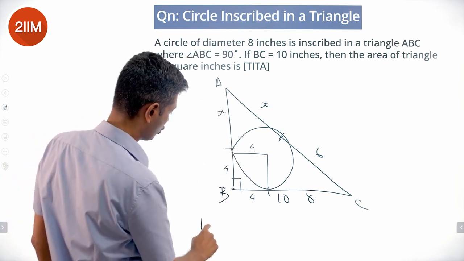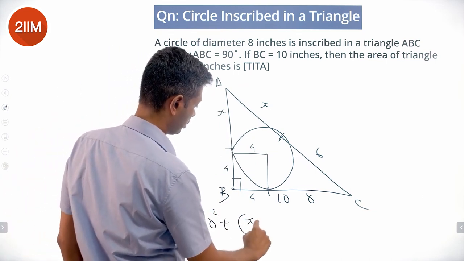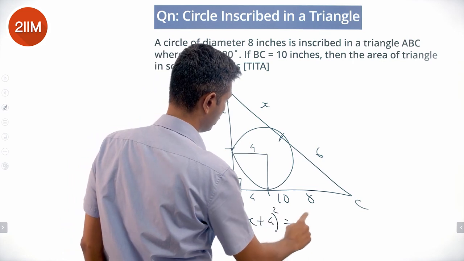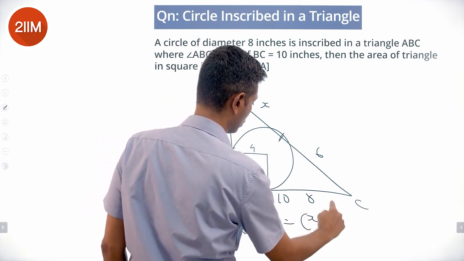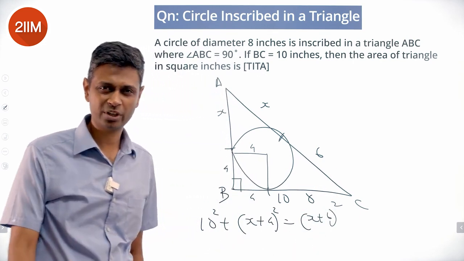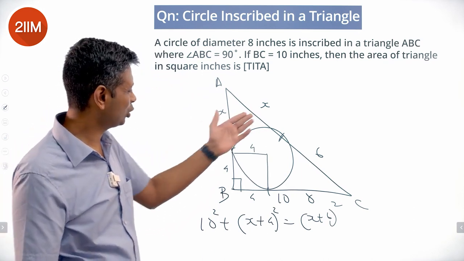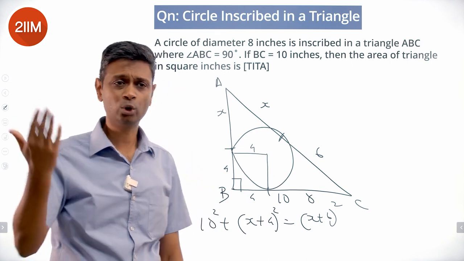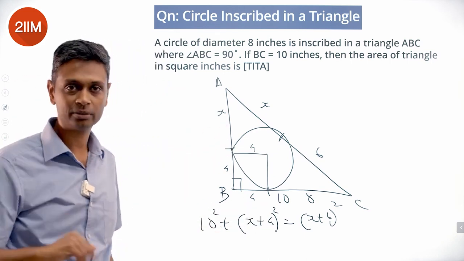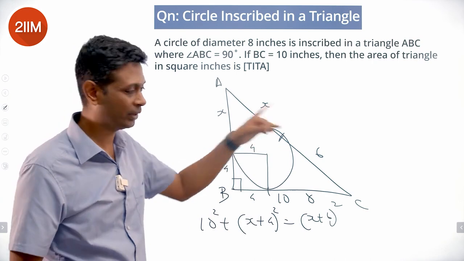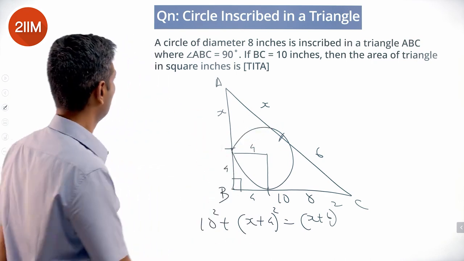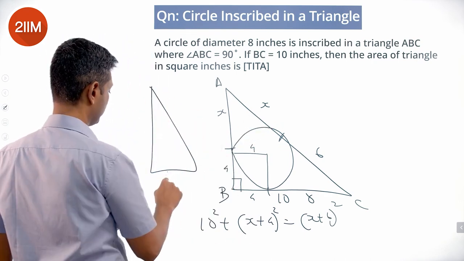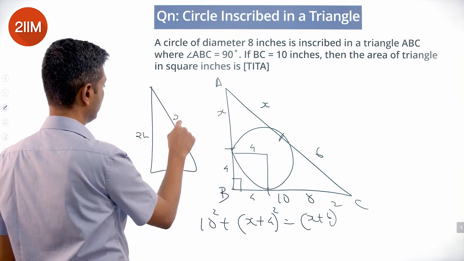So, 10 square plus (X plus 4) whole square equals (X plus 6) whole square. Solve this, we should get the answer. Or these two are 2 apart, and 10 is one of the 5s. 5, 12, 13 into 2: 10, 24, 26. We are done. 10, 24, 26 is the triangle we are looking for.